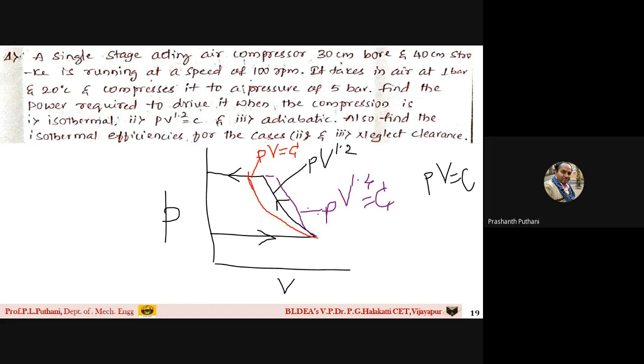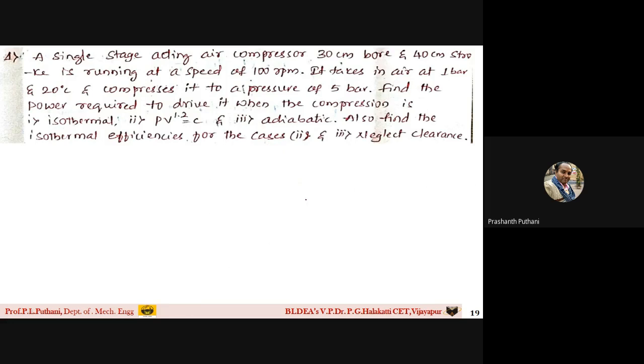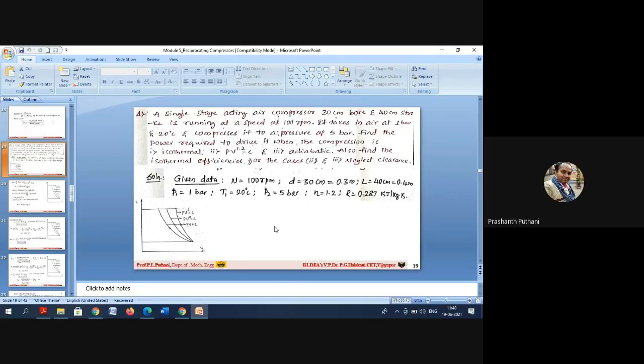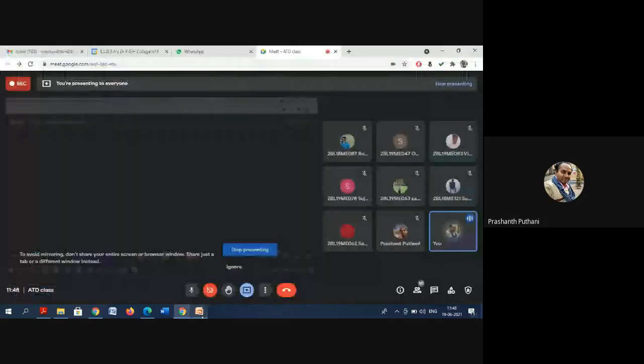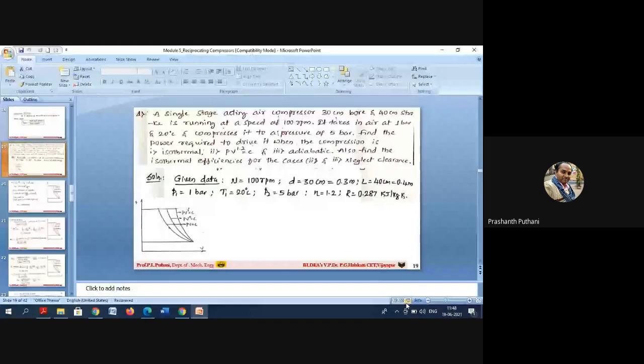For all these, you have to find out the power required as well as the isothermal efficiencies for case 2 and 3 also. Am I audible to all clearly, students? Yes, sir. Okay. Nobody replied to me whether the network is there or not. I forgot, hence I asked you.